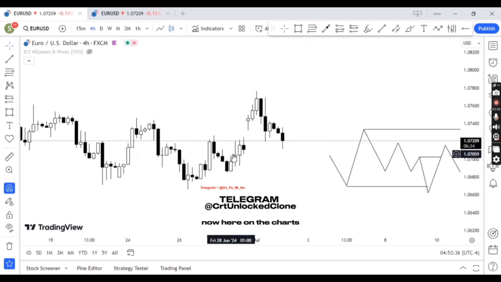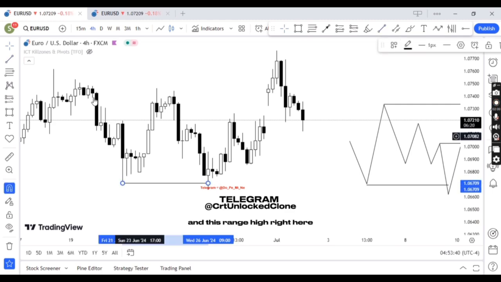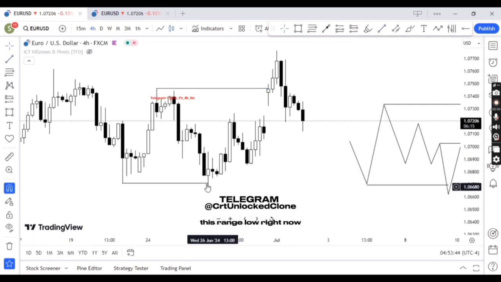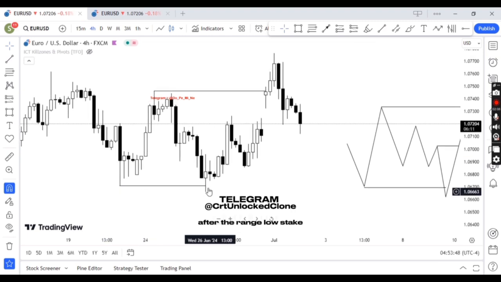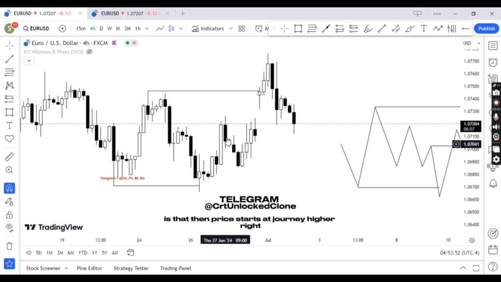Now here on the charts you can see that we've got this range low and this range high right here, right? Now what happened is that price took out this range low, right? Now based on range trading mechanics and dynamics, after a range low is taken, what happens? The thing that happens is that price starts its journey higher, right?